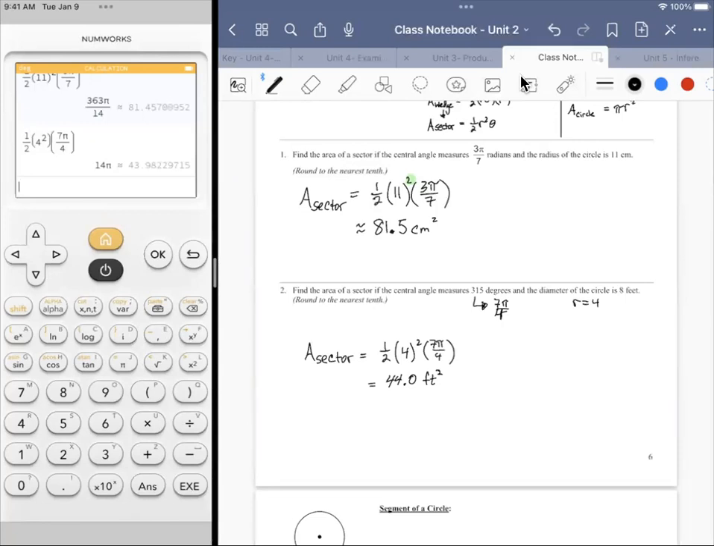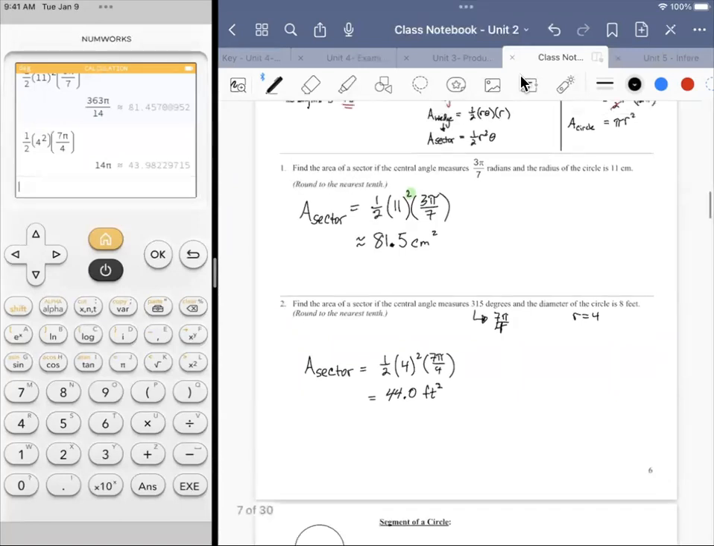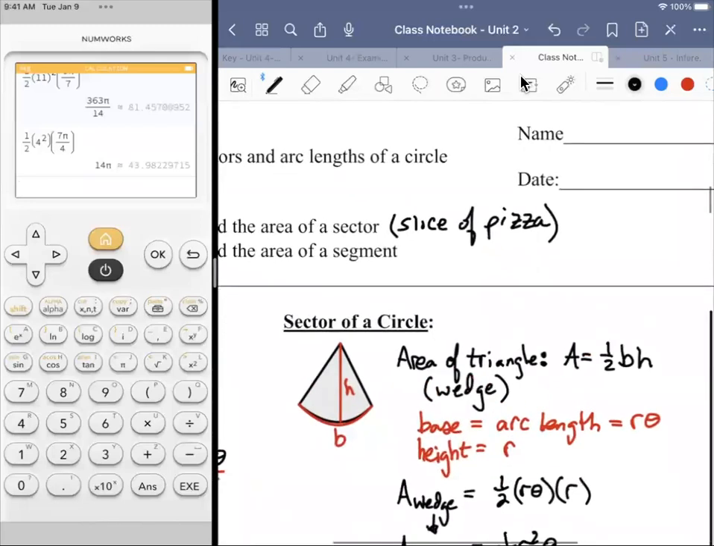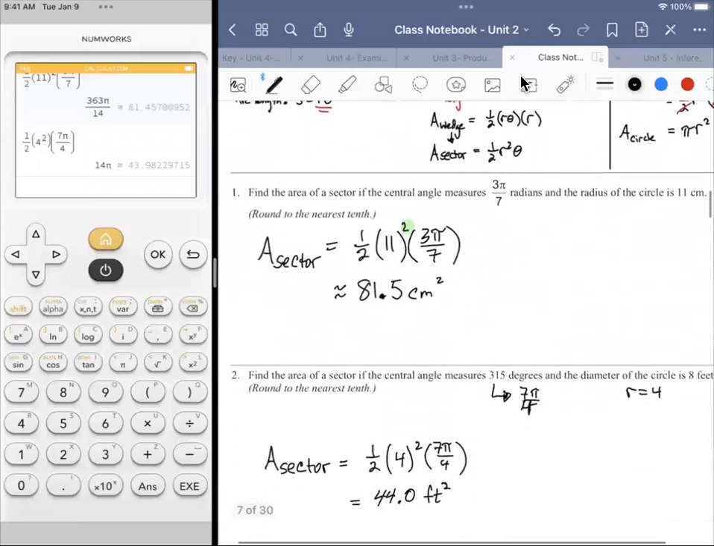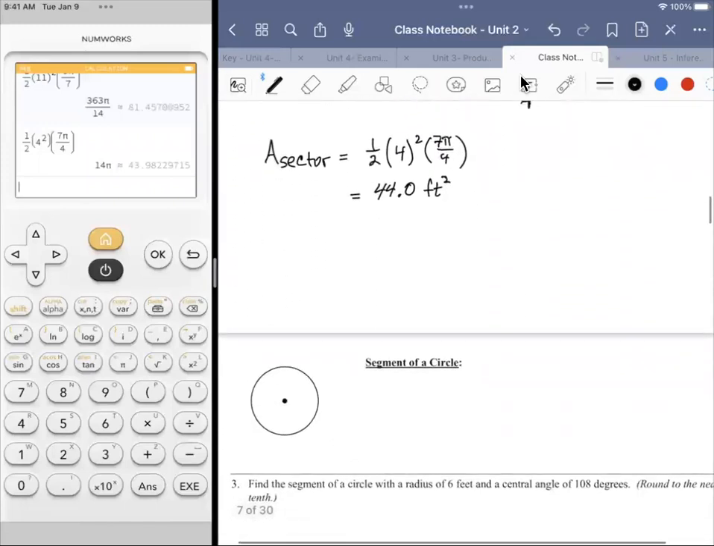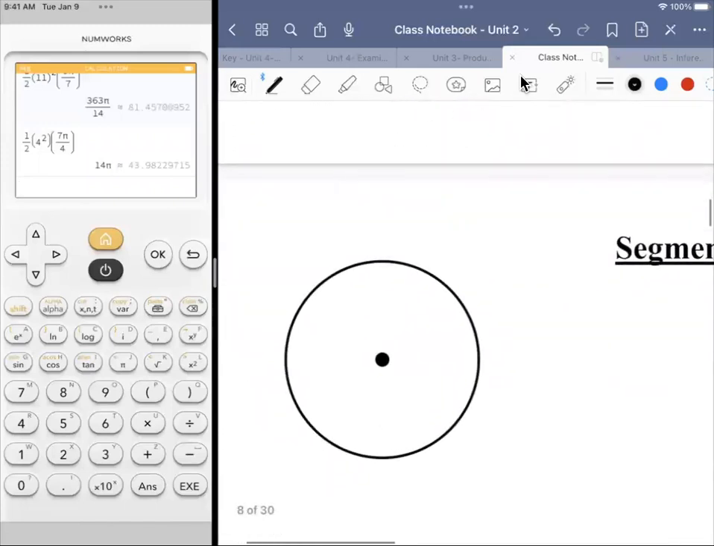All right. So the sector of a circle, I call a slice of pizza. The segment I call the pizza crust. It's not perfectly the crust of the pizza, but that's what I call it. It's the best I got. All right. So we have the sector, that's the slice.